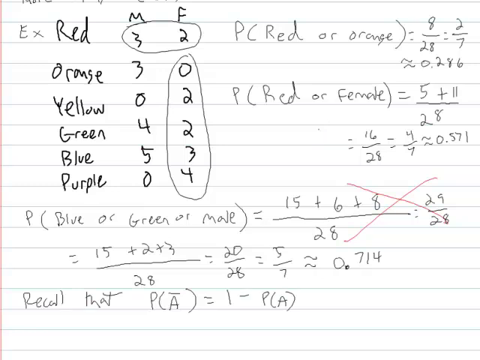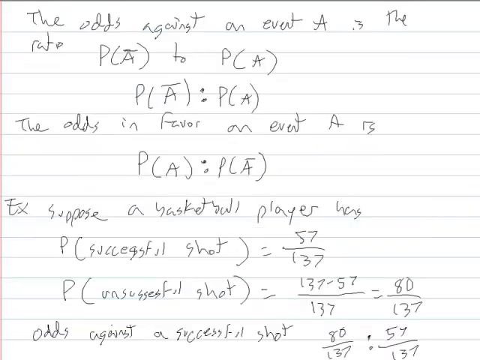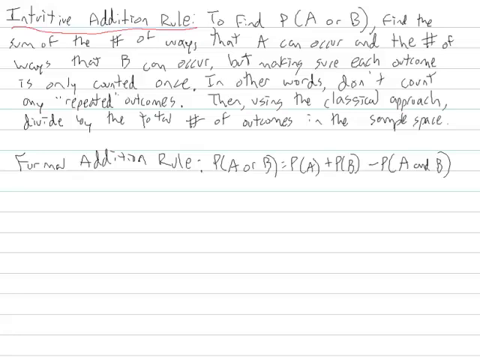Okay, well that was the intuitive addition rule, and then we have the formal addition rule, which is actually a formula that we can write out. It says the probability of A or B is equal to P of A plus P of B minus P of A and B. So to see this in action, let's look at that same color survey, and ask what is the probability of red or female again, but this time we'll work it out formally.